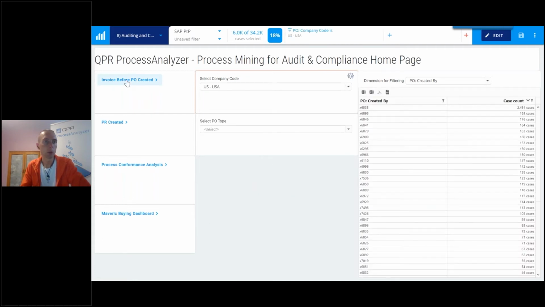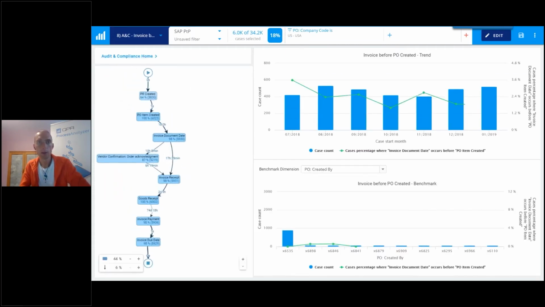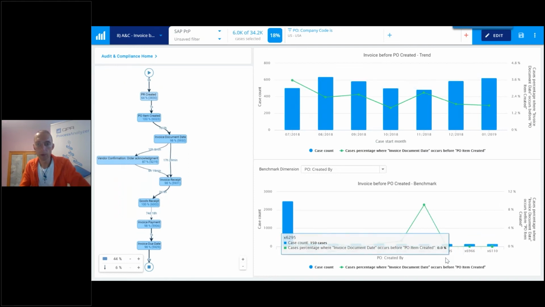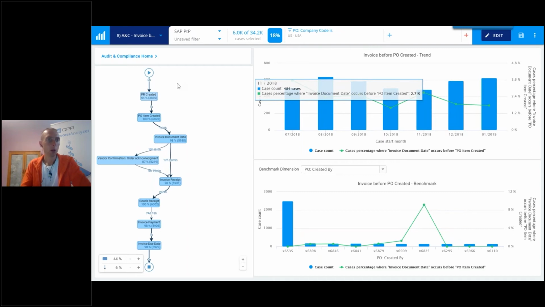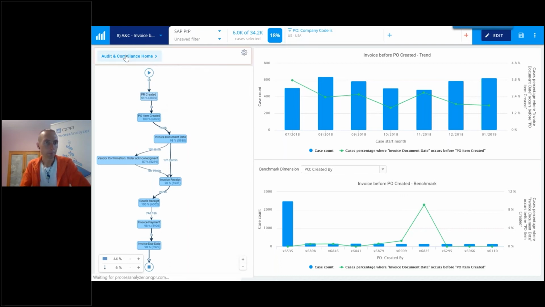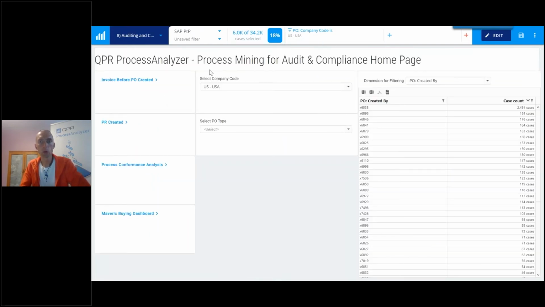And now when we go to the invoice before PO created, we are looking at the data for US, and we find that there's one user with 9.2% of the problematic cases. And the trend looks like this. And of course, this is now the process flow chart for US. So this is the way how to make these findings available for continuous use.